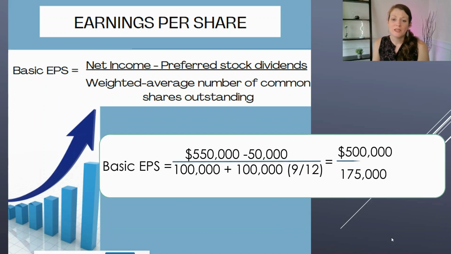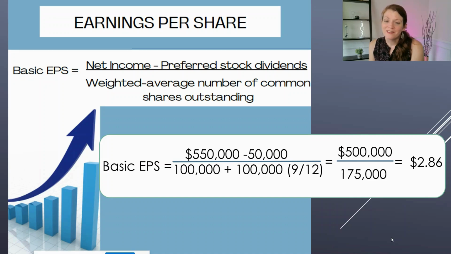So in our example here, we have $550,000 of net income, and $50,000 was designated to preferred stockholders. So we have a numerator now of $500,000. Then the weighted average number of shares. There were 100,000 shares outstanding for the whole year, starting on January 1st.